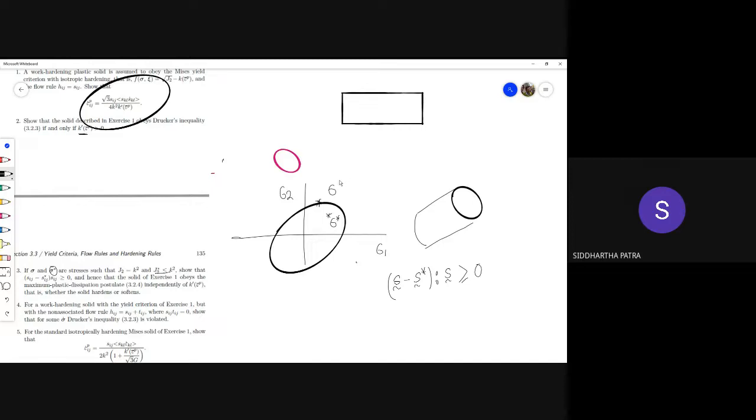So what they basically say is J2, which is 1 by 2 S inner product S, is k squared, and J2 star, which is 1 by 2 S star inner product S star, is actually less than k squared, which basically means sigma star is inside of this yield surface. And now you'll have to first prove this. This has nothing to do with isotropic hardening. This is a general matrix or general linear algebra.